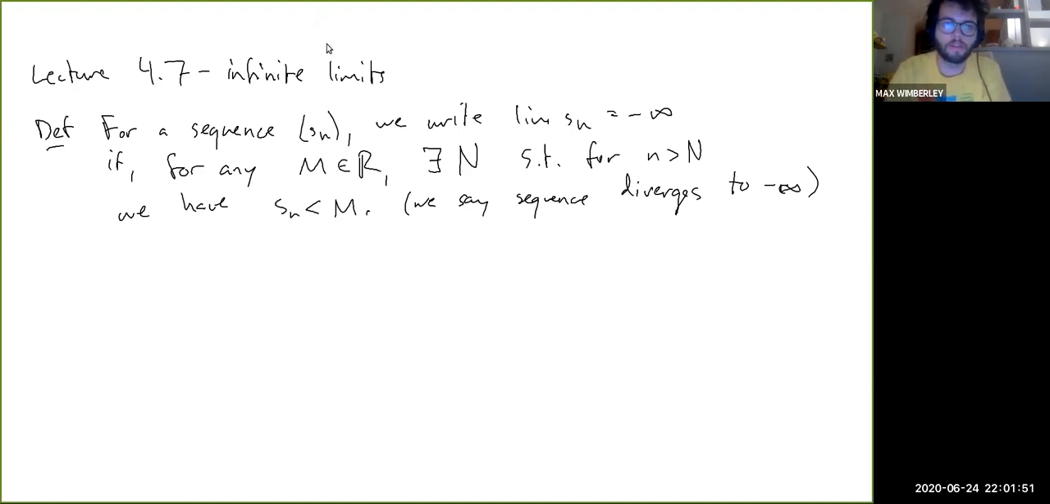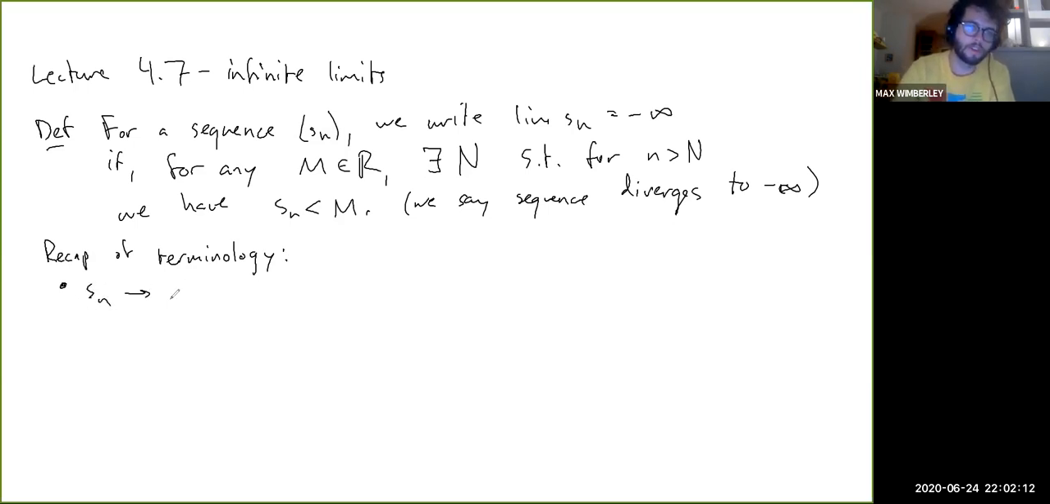So now let me quickly recap what terminology we have so far, okay? There are three situations. Recap of terminology. We can have Sn converging to a number S, which is real, right? This is where Sn converges. We can have Sn going to plus or minus infinity. This is Sn diverging.